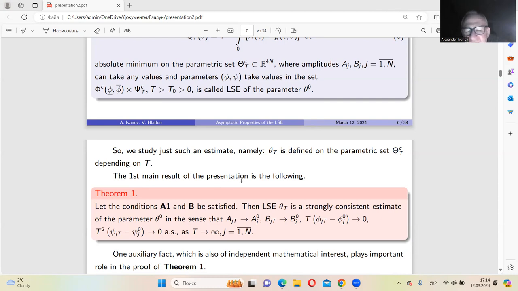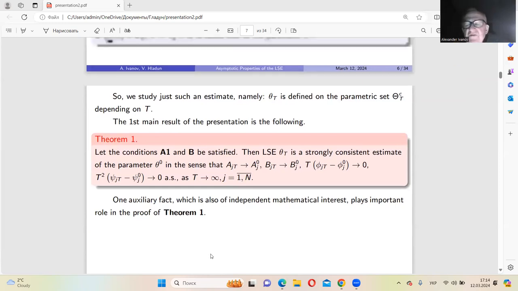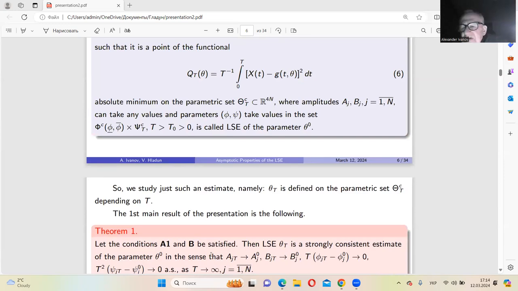The first main result of the presentation is the following. Vladimir, before you start to formulate these results, let me ask you, why do we know that the absolute minimum is achieved on the set theta t? It is achieved. I can explain. Parameters phi and psi are located in compact sets. Here you say closure. Yes, in the closure. And amplitudes are linear parameters, and the minimum is achieved.